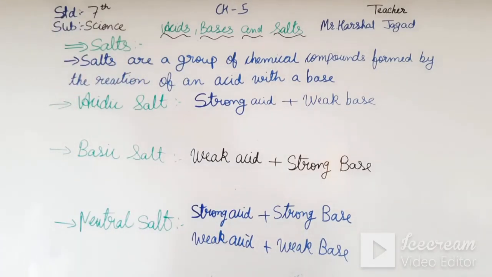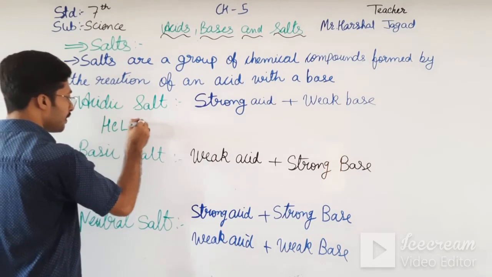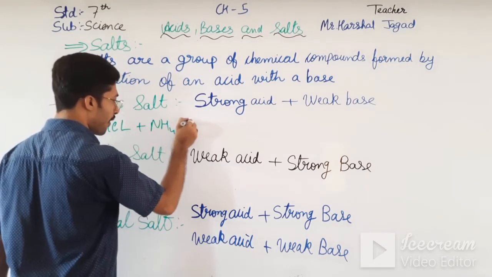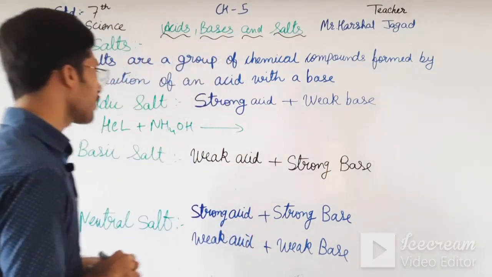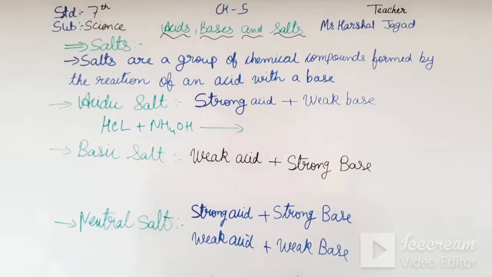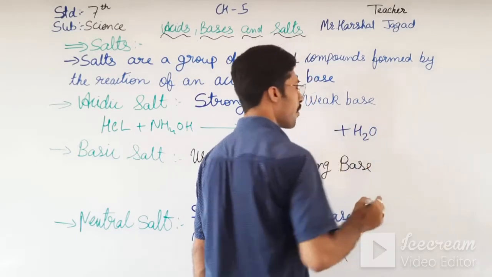Now see here. Let us see the example over here. So the example of acidic salt, that is HCl plus NH4OH. So this is an acidic salt we will form. So what will we get? Okay, students, what will we get? Can anybody tell me, students? First of all, write down by yourself. But I have just cleared one thing, that at last we will get H2O, that is water.